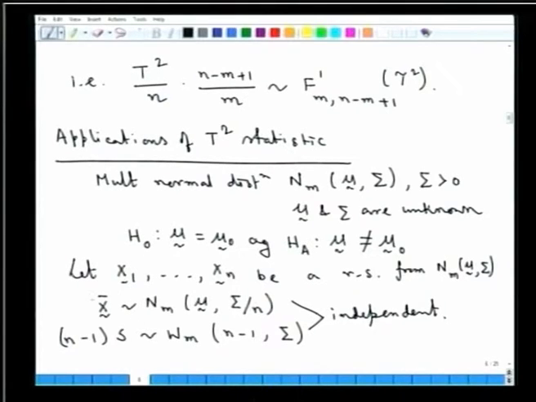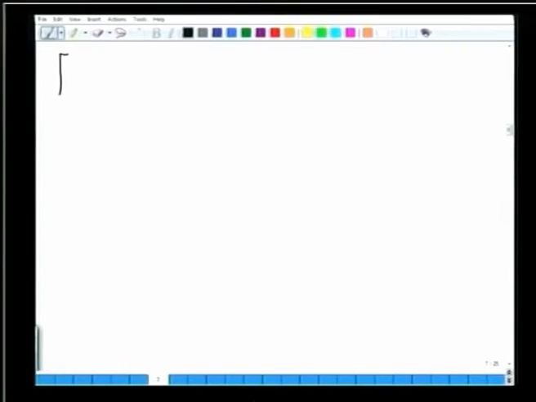Now, can we use these two pieces of information in order to get to a Hotelling's t-square distribution and then frame the testing procedure for testing this null hypothesis against this alternate hypothesis? Yes, because if we look back at the definition of Hotelling's t-square, we would require a Wishart distribution, we would require a multivariate normal distribution, and we would require independence of the two. So what we have to use is the following.